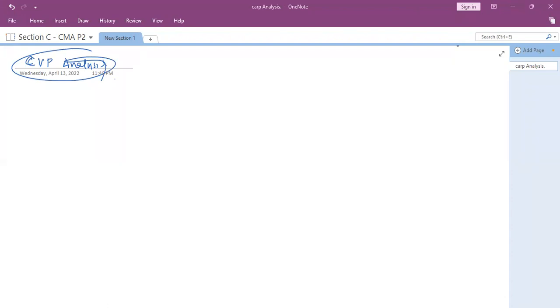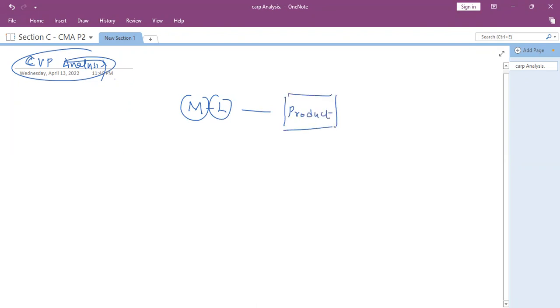Whether it is a mobile or laptop, it is a product. Am I right? It's a kind of product. Am I right? Yes, sir. So let us assume this is a finished product. Let us take the example of a laptop.